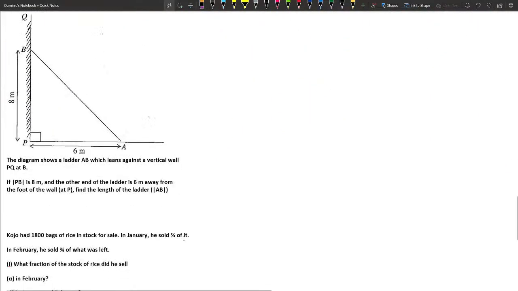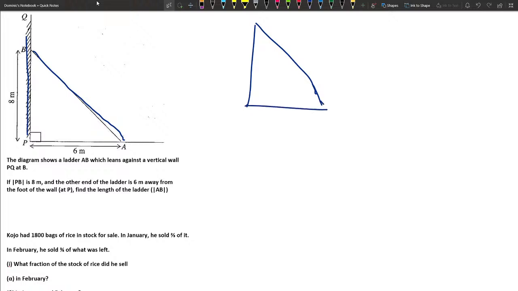Now the next one, basically, we are going to use Pythagoras theorem to solve this. In the diagram shown, a ladder AB leans against a vertical wall PQ. So this is the vertical wall PQ. What you do is that you take your pencil, and you see that it forms a triangle. B, P, and then A. They are saying you should find the length of the ladder. They've given you this to be 6, and this to be 8.